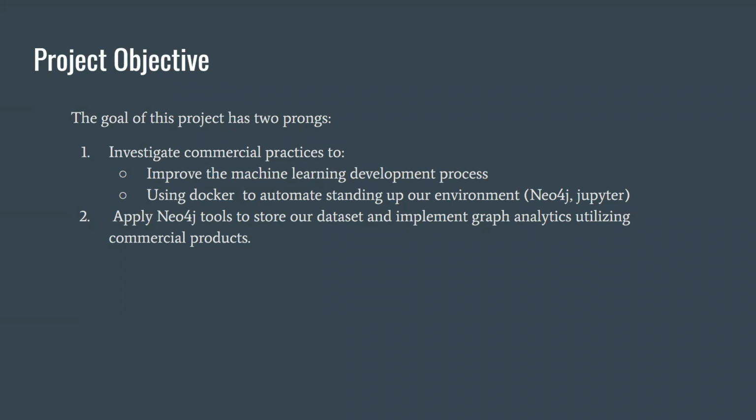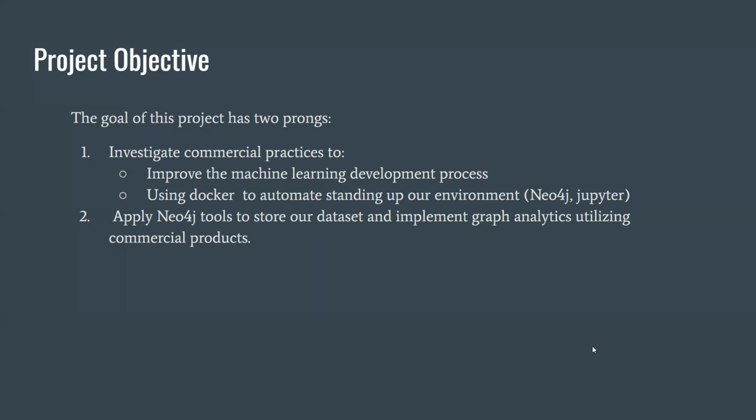So our objectives for this project were to first investigate commercial practices, and that includes improving the machine learning development process, and also using Docker to automate standing up our environment. Examples of our environments include Neo4j, Jupyter, and Docker, as well as applying Neo4j tools to store our data sets and implementing graph analytics utilizing commercial products.